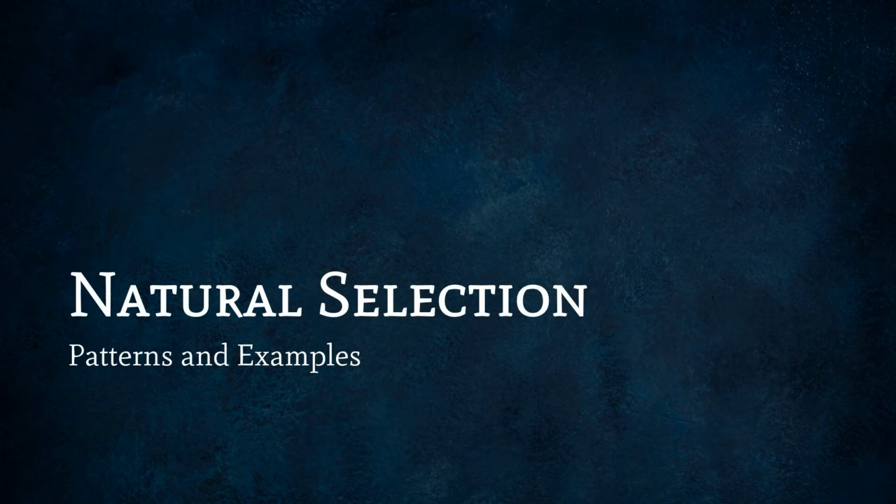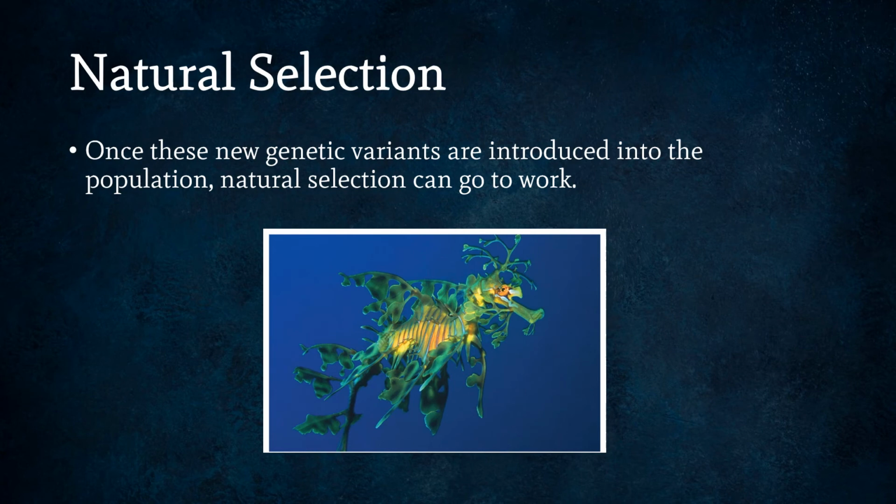Okay, moving on. There will be a few more slides in this part of the video about natural selection, and then we'll move on to part 3. This is going to be a partial review of natural selection, but we're going to go a little bit more in depth and talk about different patterns of natural selection. I mentioned earlier that natural selection can do different things, and we will discuss that a little bit here and in the next part of the lesson. So, once new genetic variants are introduced into the population, the mutations we talked about, natural selection can go to work.